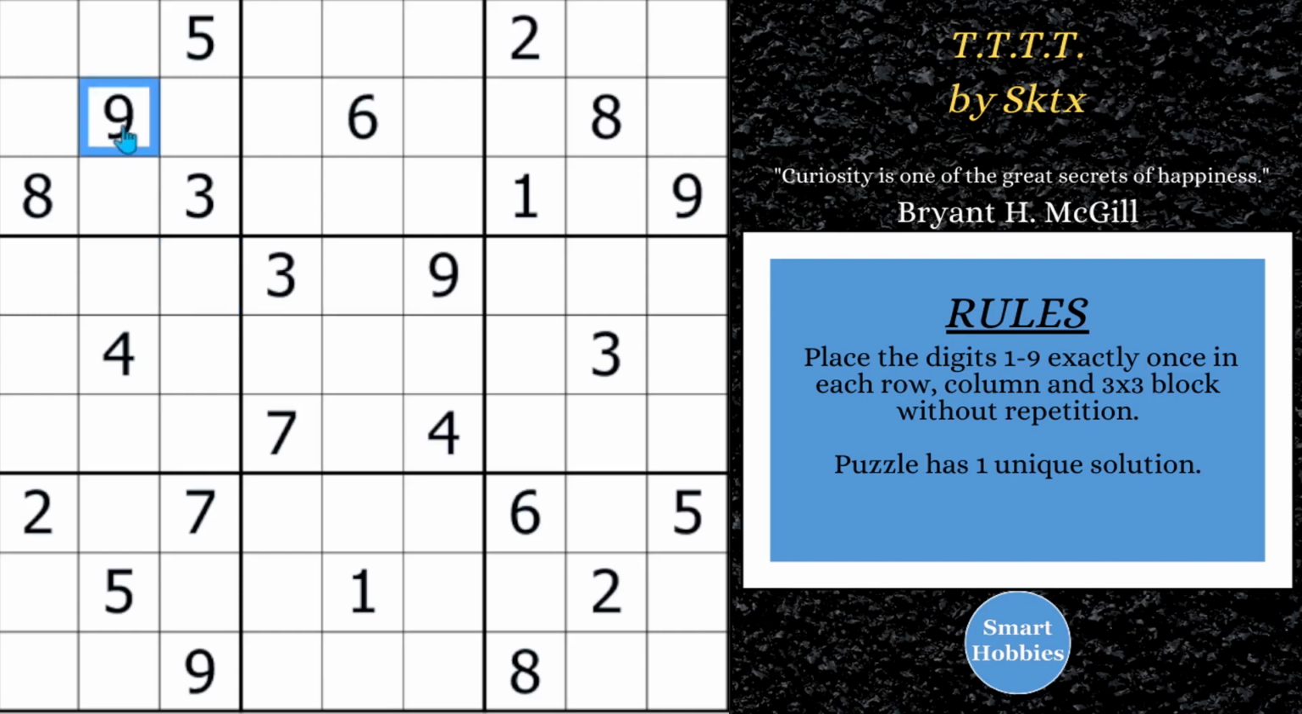Greetings, friend. I will show you how to solve this puzzle, T.T.T.T by Skiddix, and I'll give you the secret to finding and solving Sudoku continuous loops. Not only will I show you how to spot these continuous loops, but I'll show you how to connect them together and make the eliminations you need to make progress in this puzzle. And there's so much more after that, so you'll want to keep watching the whole time.